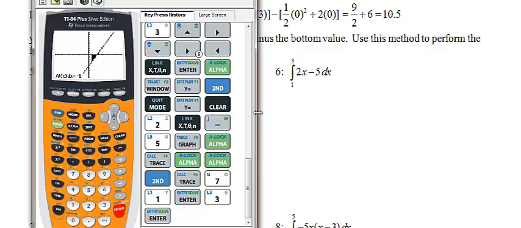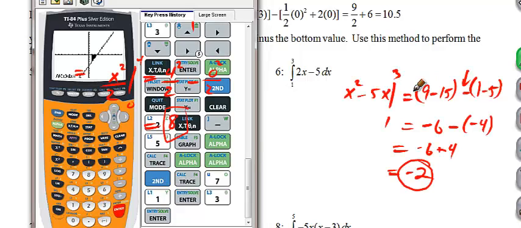And that's really it. Take your antiderivative. That's really it. You take your antiderivative, you plug in your top minus your bottom, and you get your value.